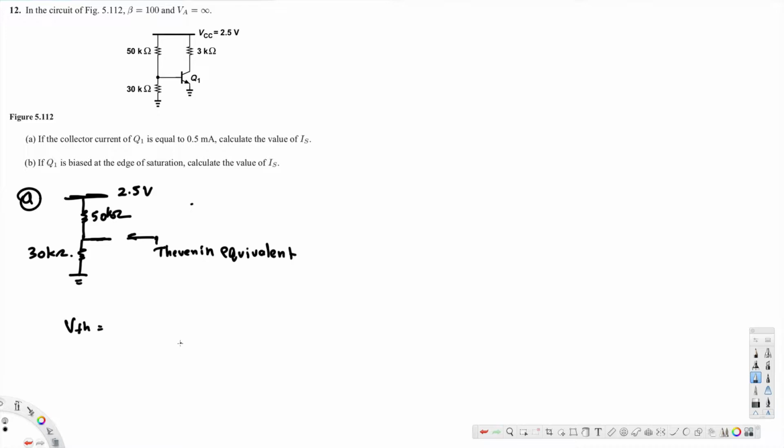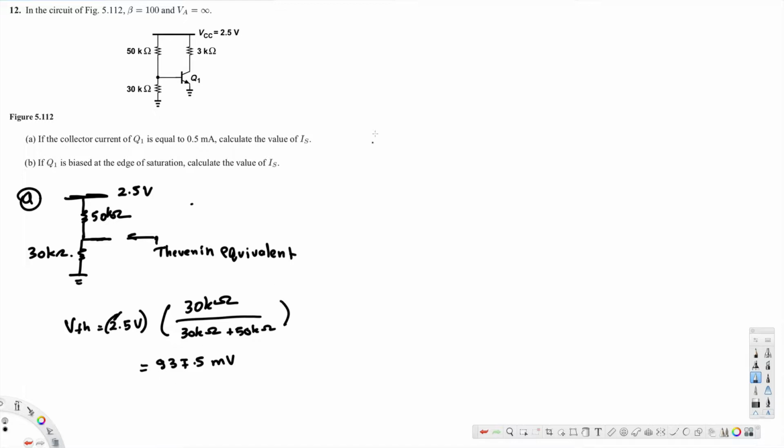Vthevenin can be calculated using this resistor. If you want to find the voltage across this 30 kilo ohm resistor, you have to do voltage division. Voltage division is basically you take the voltage source, that is 2.5 volts, and multiply by the resistor you are trying to find. If it's 30 kilo ohm, that's going to be on top: 30 kilo ohm over the addition of these two resistors, 30 kilo ohm plus 50 kilo ohm, and that gives us 937.5 millivolts. Now we have found the Thevenin voltage.